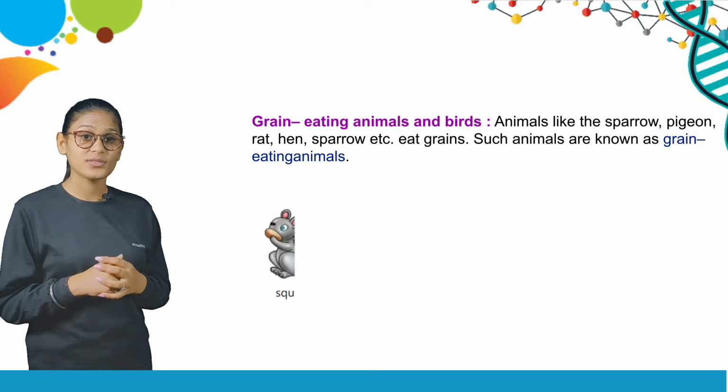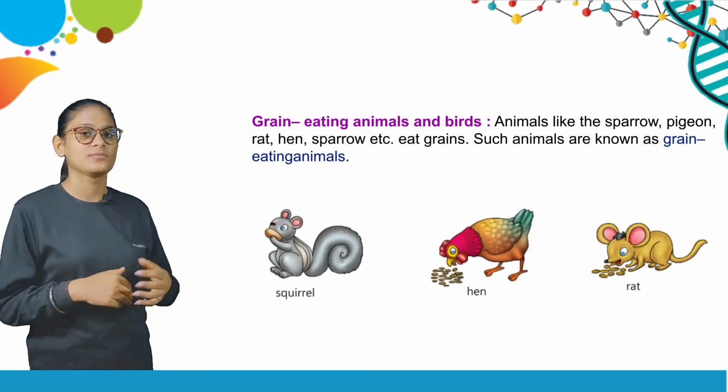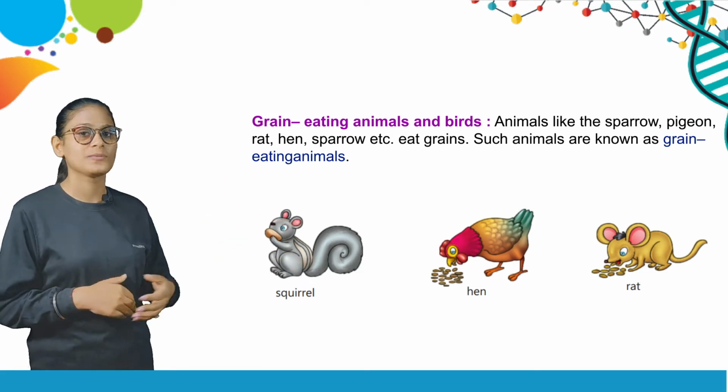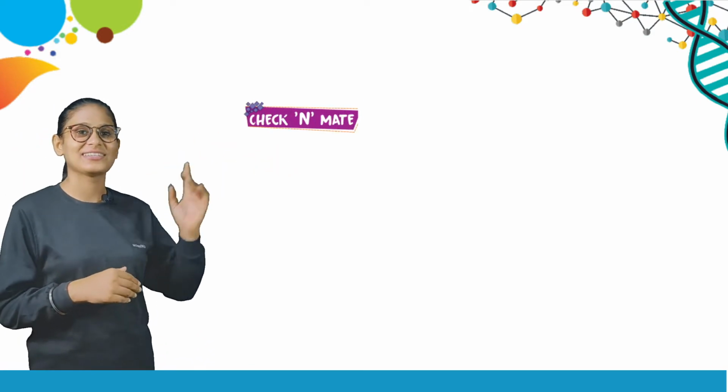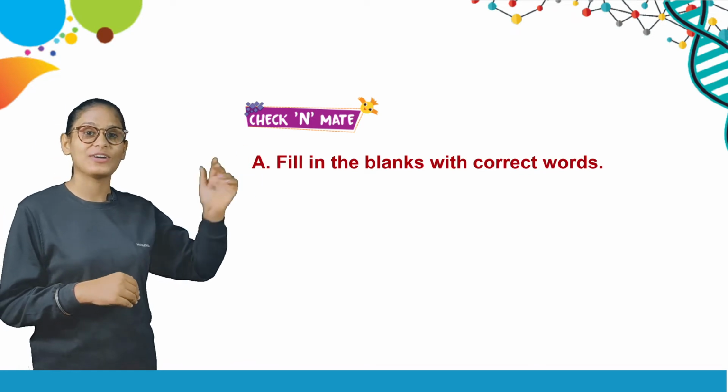Look at the picture student. Squirrel, hen, rat. Now what do we have? We have check and mate. A part. Fill in the blanks with correct words.